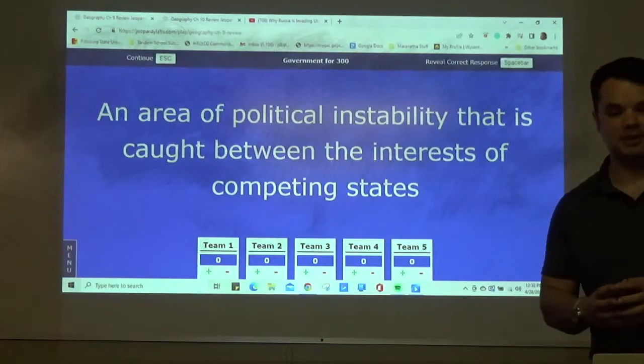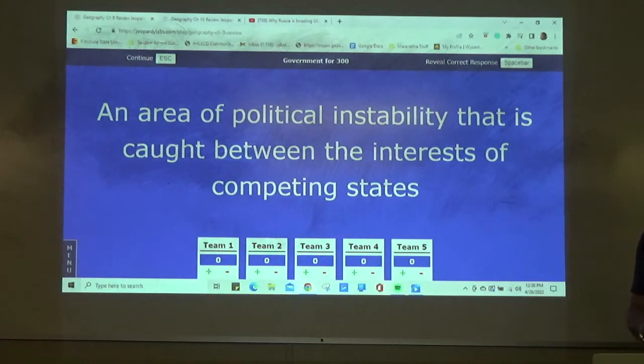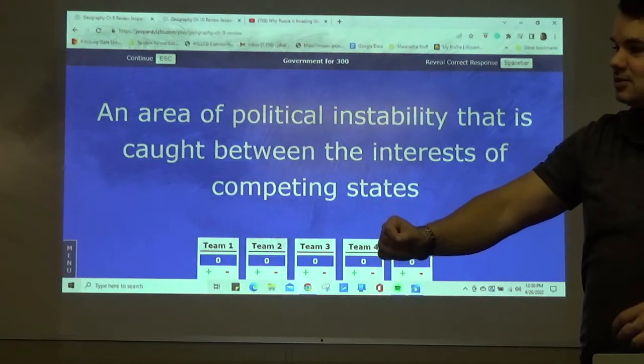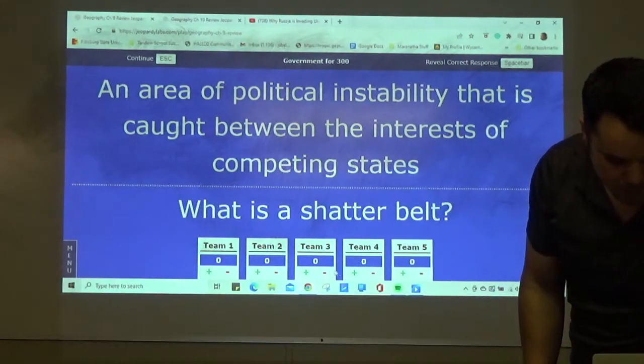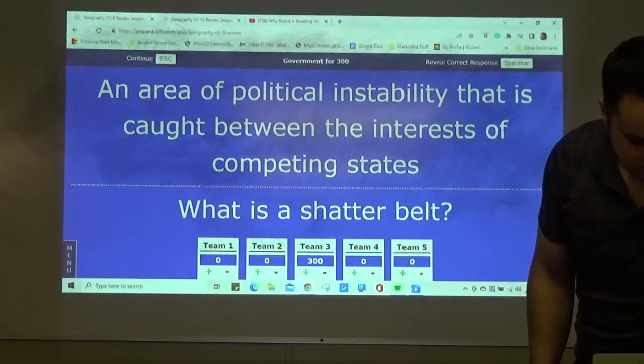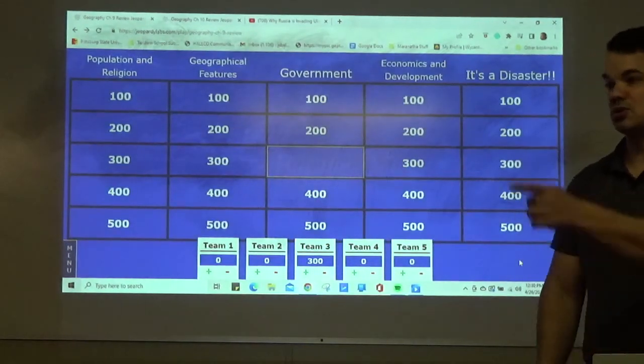An area of political instability that is caught between the interests of competing states. Yes, in the front. That was very close. It was them. So, what is a shatterbelt? Very good. That's team 3. Okay, team 3, your pick.